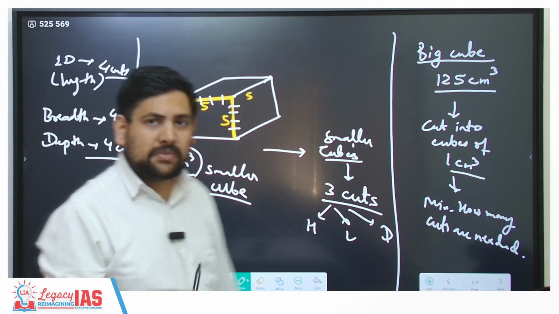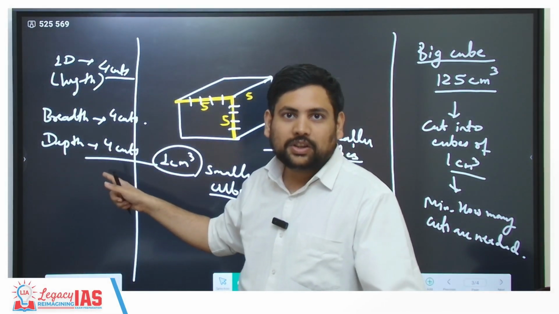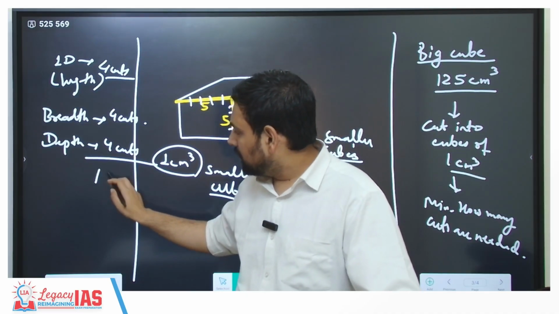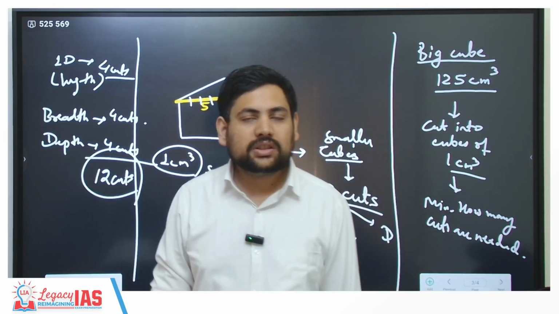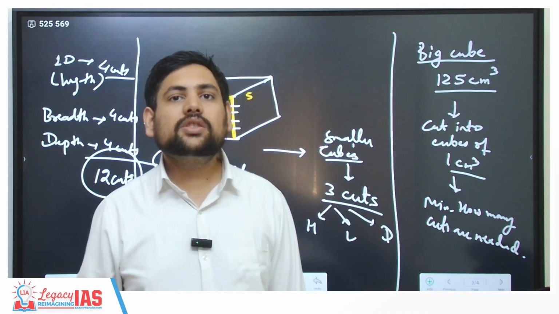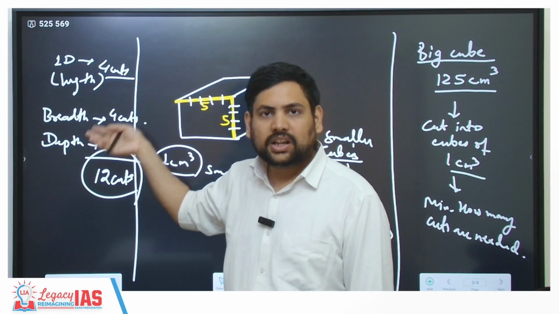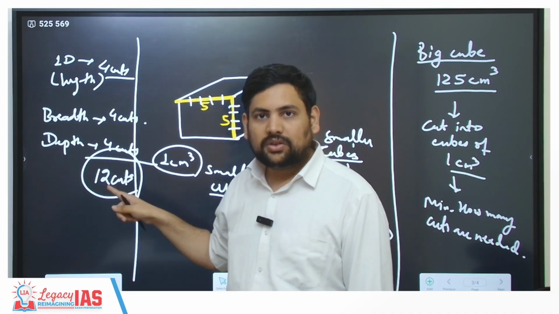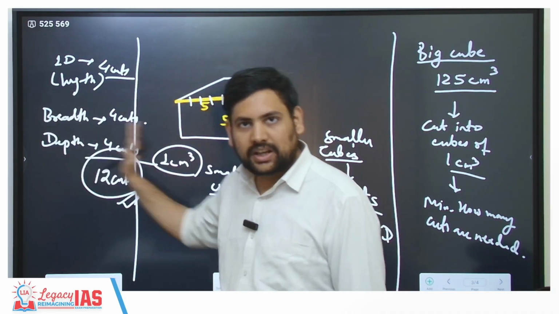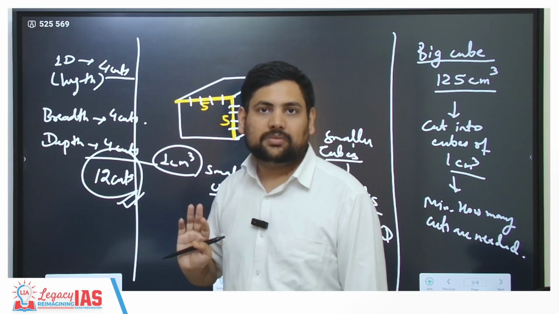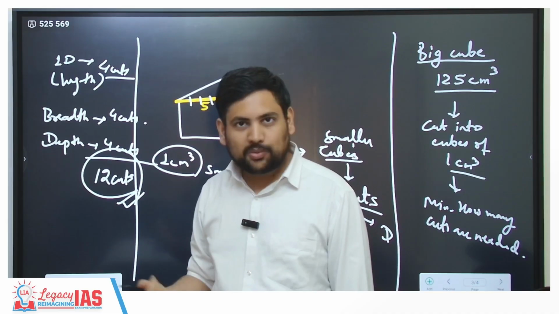In total, what is the minimum number of cuts you require? 4 plus 4 plus 4, 12 cuts. Now I can also tell you 4 into 3, but I am not telling you because sometimes instead of a cube, you may get a cuboid, and then these values will be different because length will be different, breadth will be different. So eventually you get to 12 cuts. Always think in terms of one direction, then the second direction, then the third direction, and add all of them. That is the minimum number of cuts you would require. Understood how you make cuts?